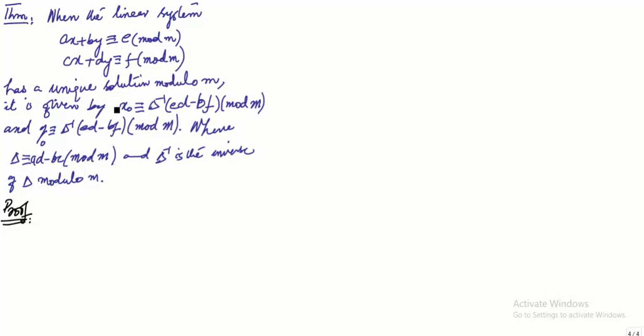We know that it's given here the system has a unique solution. So we know that if the system has a unique solution, according to the previous theorem, the GCD of the determinant of the coefficients and M is always 1.